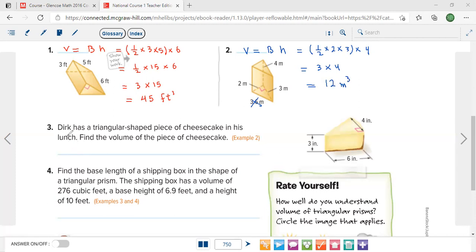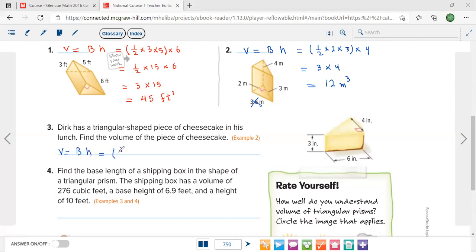Problem 3. Dirk has a triangular shaped piece of cheesecake. This is the cheesecake in his lunch. Find the volume of the piece of the cheesecake. It has a base shaped like a triangle with base length 6 and height length 4, and the height of the cheesecake is 3. So in this case, volume equals base area multiplied by height.